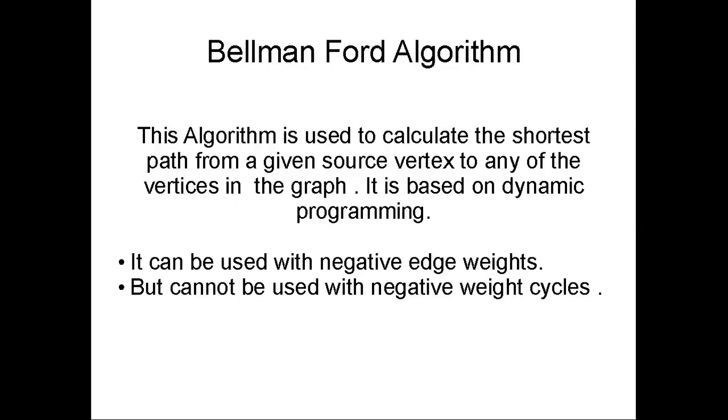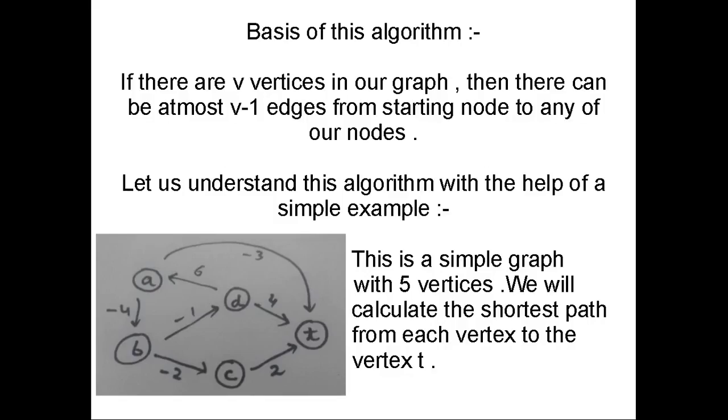This algorithm is used to calculate the shortest path from a given source vertex to any of the vertices in the graph. It is based on dynamic programming. It can be used with negative edge weights but cannot be used with negative weight cycles. So what's the basis of this algorithm? If we take any two vertices in a graph, then the maximum number of edges that can lie between these two vertices is V minus 1.